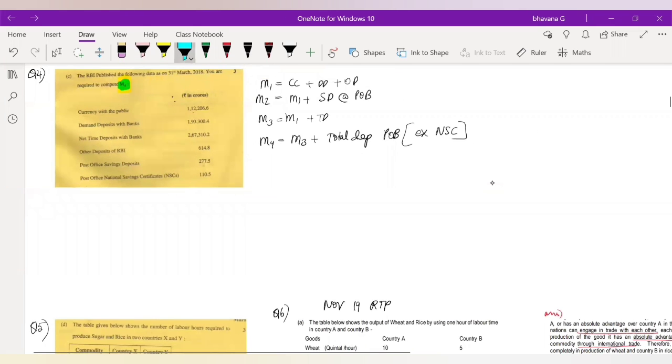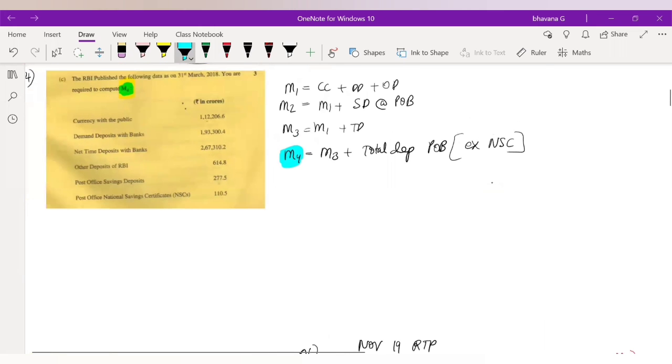In the question they have asked you to find out M4. So let's start by finding out M4. For finding out M4, what you should know? You should know M3. For finding out M3, what you should know? You should know M1. So we'll start by solving with our M1.